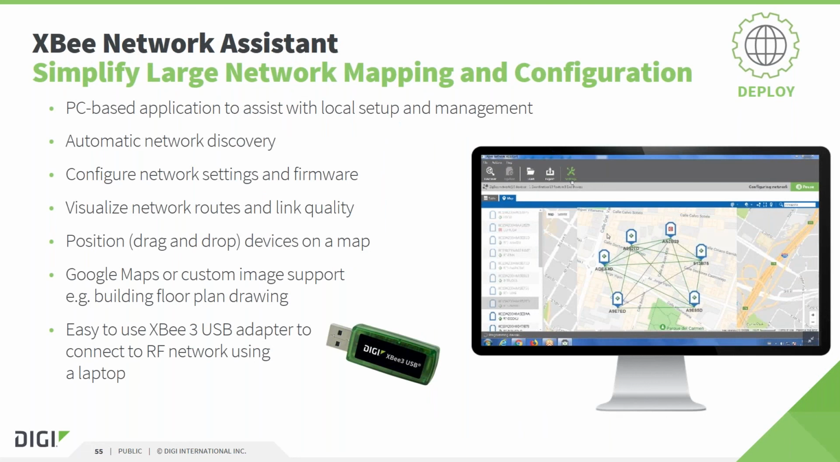For deployment of products in the field, Digi provides a software tool called XBee Network Assistant. Remember that the focus of our XCTU tool is the configuration, update, and testing of one or a few modules in the lab or office. The focus of the XBee Network Assistant is the mass rollout and commissioning of multiple devices in installations. Instead of using a logical map, XBee Network Assistant uses a physical map, for example, a floor plan or a Google Maps layer, and it includes visualizations of network routes and link quality.